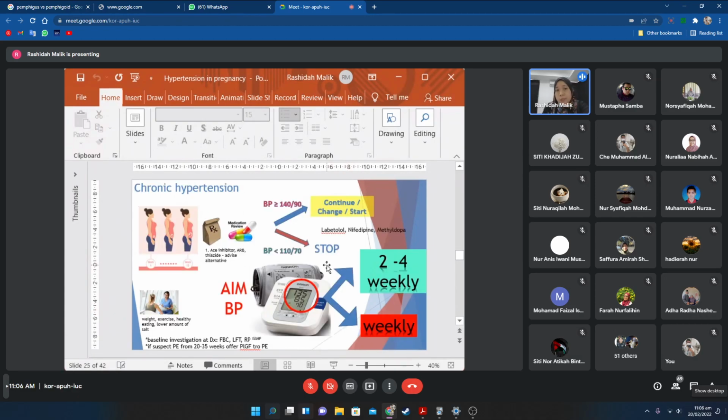So go to chronic hypertension. So chronic hypertension is either the patient, you know the patient has hypertension before pregnancy, or the first time a patient was detected to have hypertension during early pregnancy.